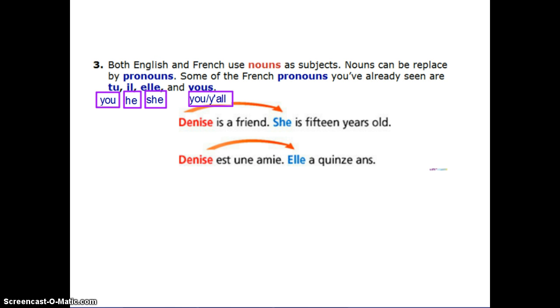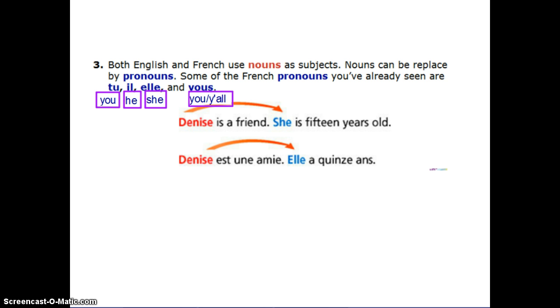Having said that, both French and English subjects are usually nouns. Remember from English class that nouns are people, places, and things. That shouldn't be new. What usually blows people's minds a little bit are pronouns. Not that you don't use pronouns all the time in the English language. Chances are you use them and you don't even think about it.